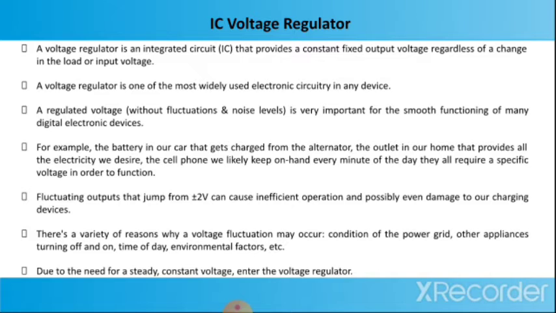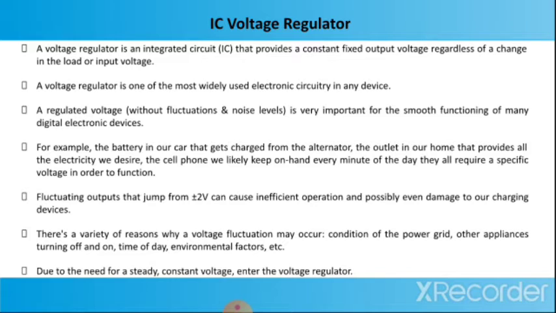A voltage regulator is one of the most widely used electronic circuitry in any device. A regulated voltage is very important for the smooth functioning of many digital electronic devices. For example, the battery in our car that gets charged from the alternator, the outlet in our home that provides all the electricity we desire, the cell phone we likely keep on hand every minute of the day, they all require a specific voltage in order to function.